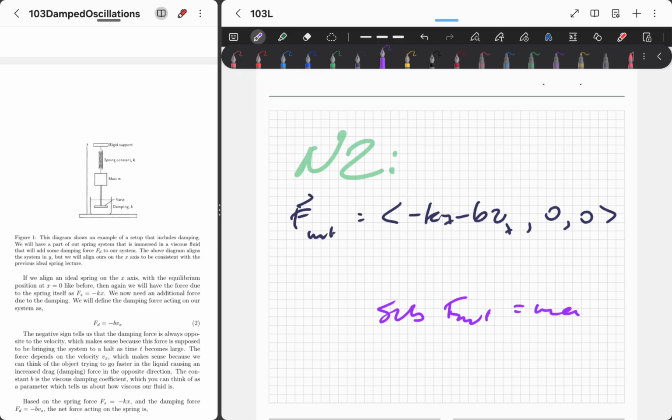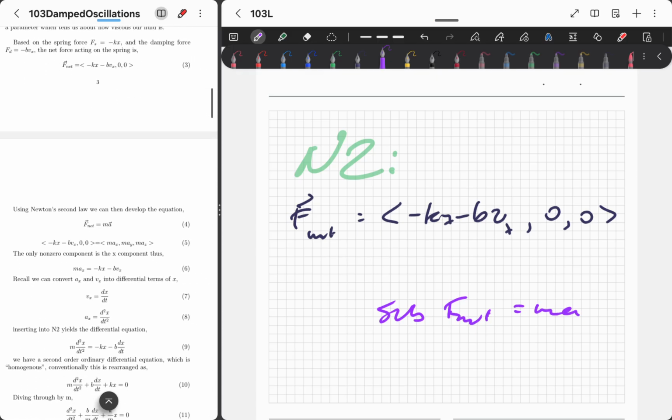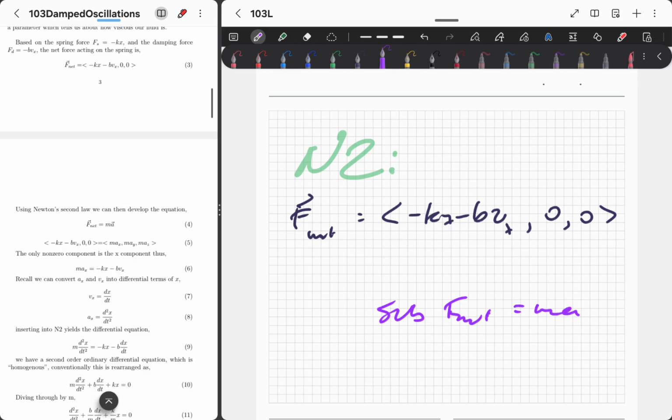Remember, before we related a to x with 2 time derivatives, right? Acceleration is 2 time derivatives of position. Turns out we can also do that for velocity, right? Velocity is 1 time derivative of position. So we can replace a and v with derivatives of x.